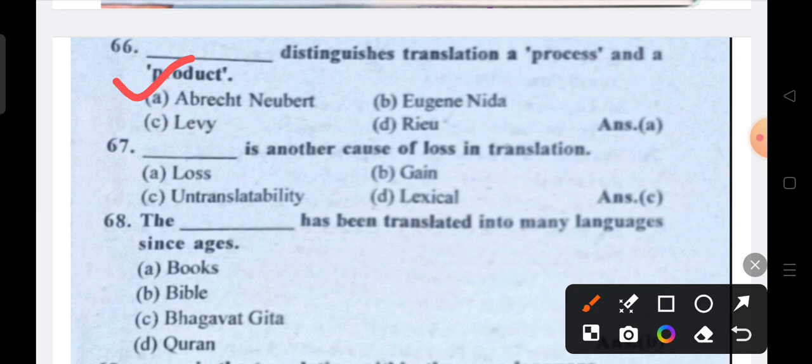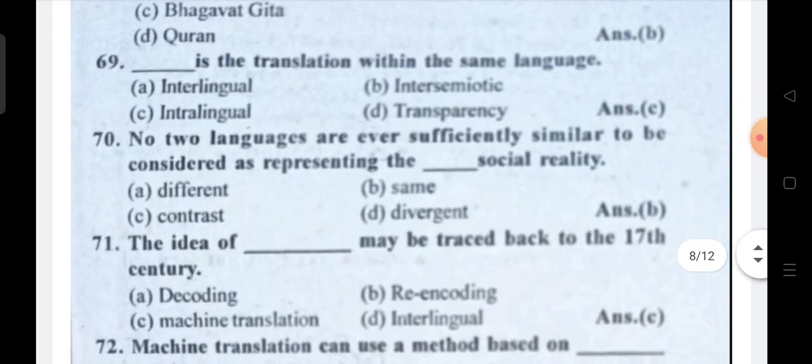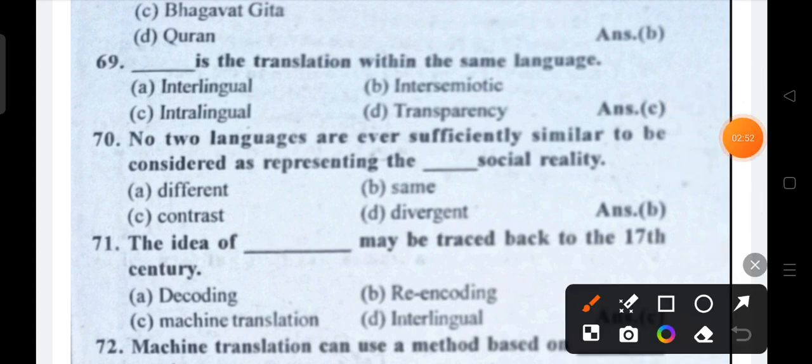Filling the blanks is another cause of loss in translation. Answer is C, untranslatability. The Bible has been translated into many languages. Filling the blanks is the translation within the same language. Interlingual. No two languages are ever sufficiently similar to be considered as representing the same social reality. The answer is B, same.